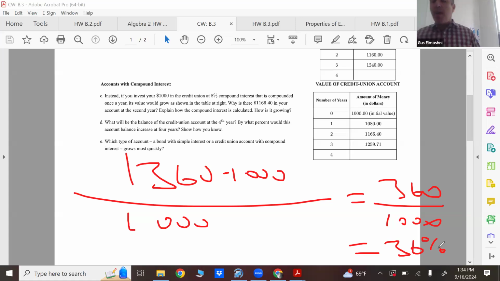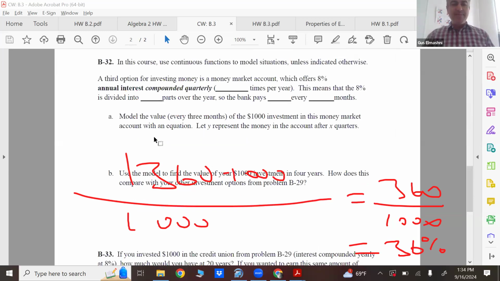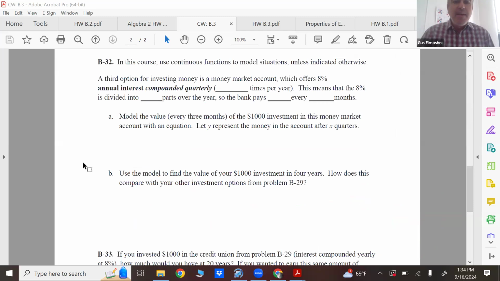So again, that's why we care about percentages. In this case, you want a high percentage because you want to get more money. In the case of borrowing money, you want a low percentage, right? So yeah, there's a lot of cool social impact and life skills. I could really go off the rails on this stuff, but let's look at 32.